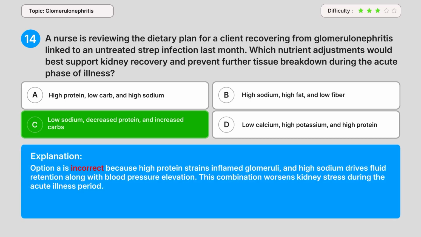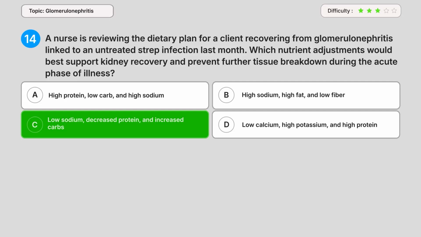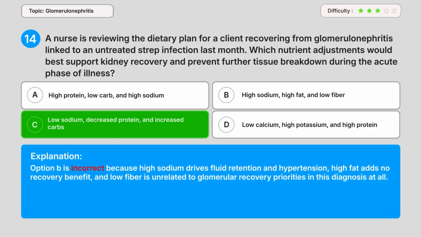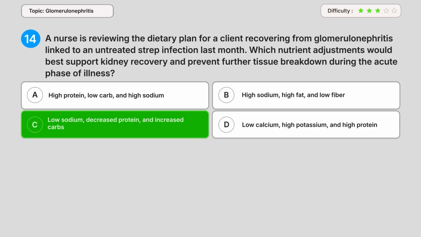Option A is incorrect because high protein strains inflamed glomeruli, and high sodium drives fluid retention along with blood pressure elevation. This combination worsens kidney stress during the acute illness period. Option B is incorrect because high sodium drives fluid retention and hypertension. High fat adds no recovery benefit, and low fibre is unrelated to glomerular recovery priorities in this diagnosis at all.